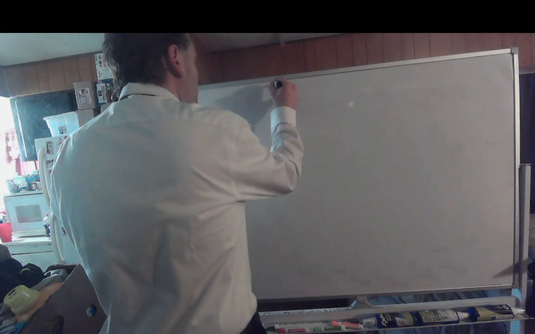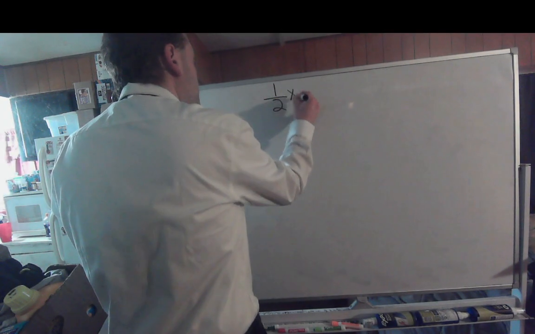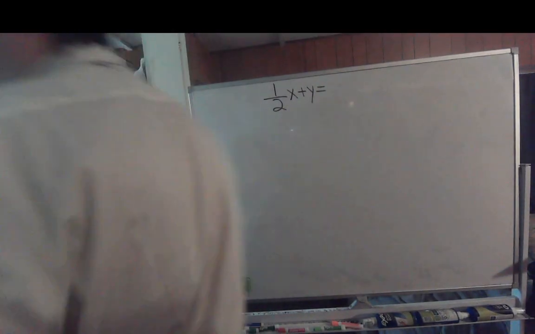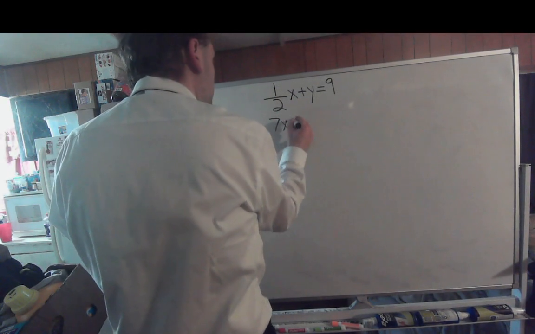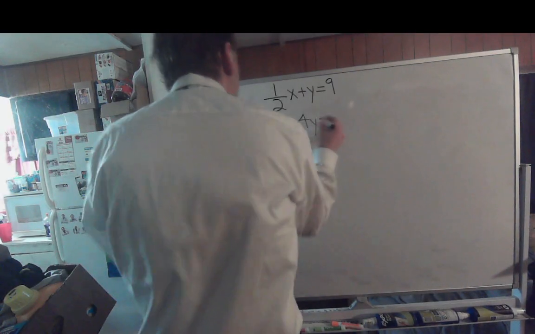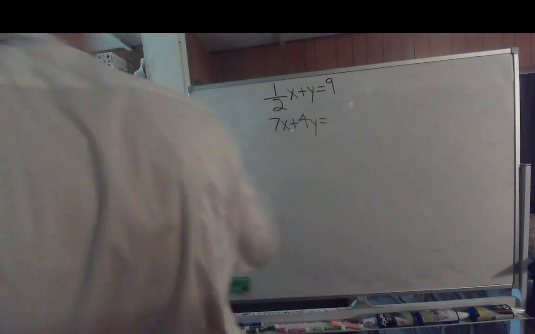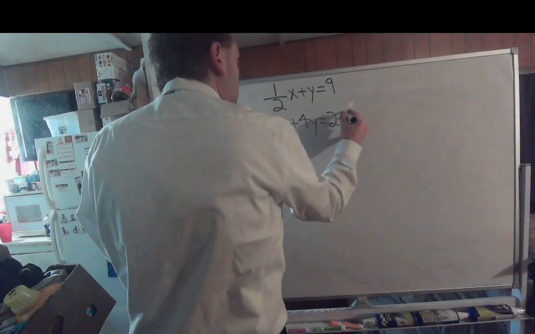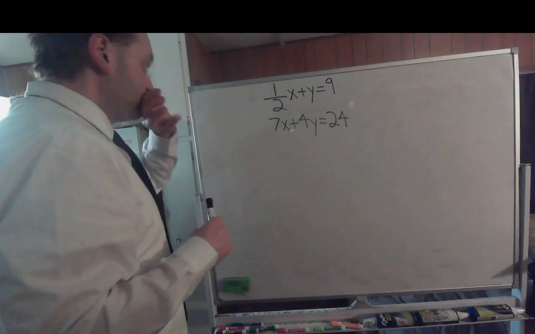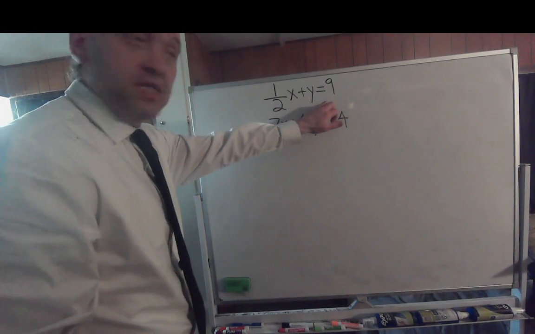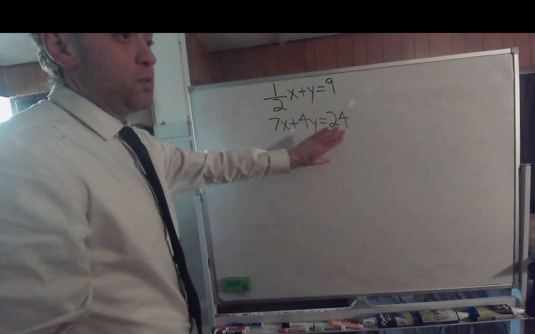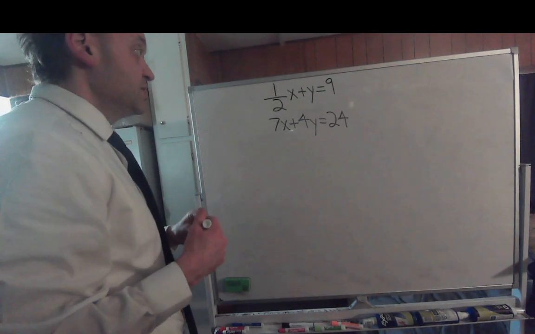Six more. Half of x plus y equals 9. 7x plus 4y equals 24. So we have this system of equations here where you have half of x plus y equals 9, then 7x plus 4y equals 24. So let's use substitution to solve.